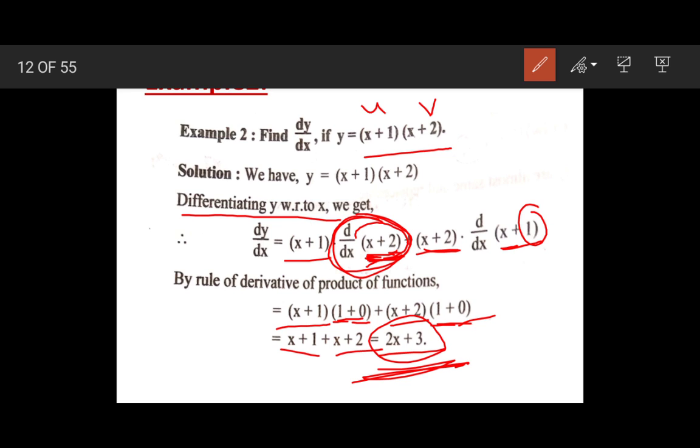So here we used the u into v rule and the formulas of standard functions. We also used the u plus v rule, right? Here to differentiate we use the u plus v rule.